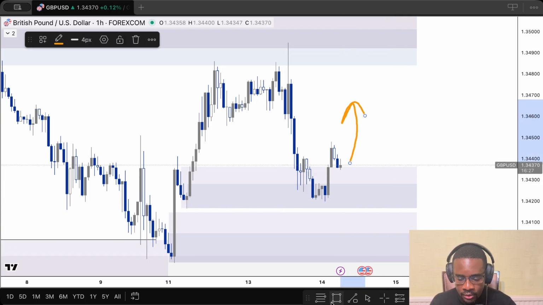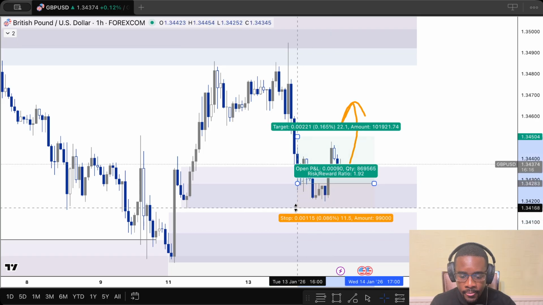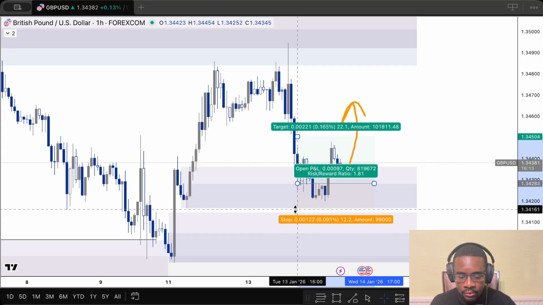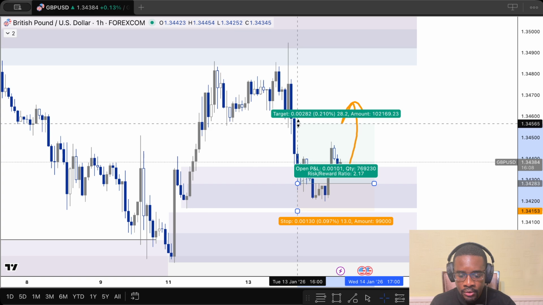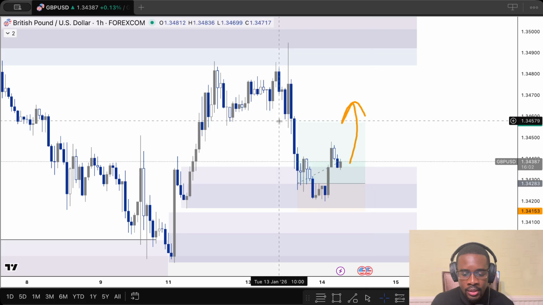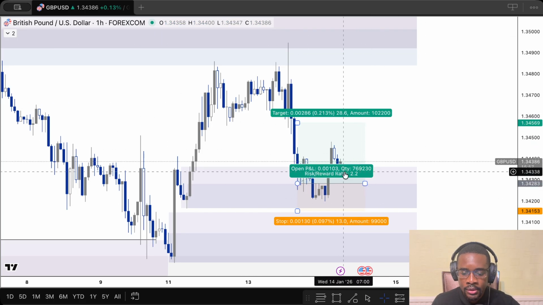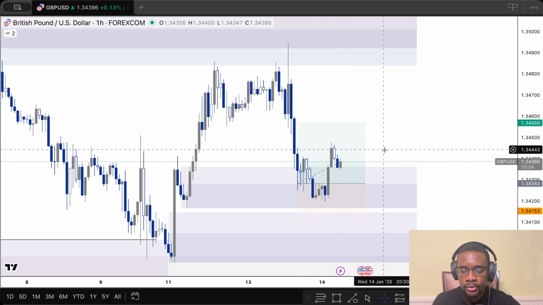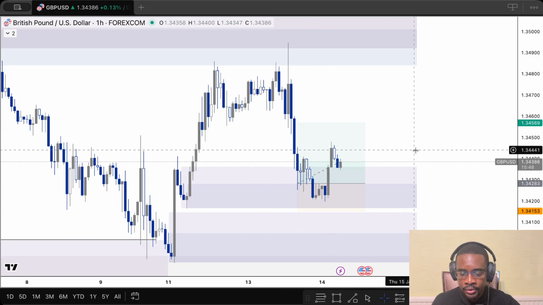With where price is, if it's to continue bullish, I do not expect it to come back again into this zone. So we put 13 pips and then 2.2 will be around there. So yes, it's within reason for us to expect price to at least hit that TP. I'm also in this trade.